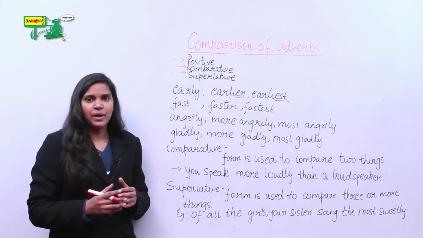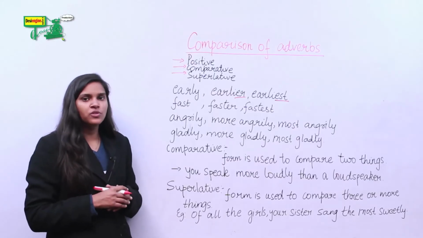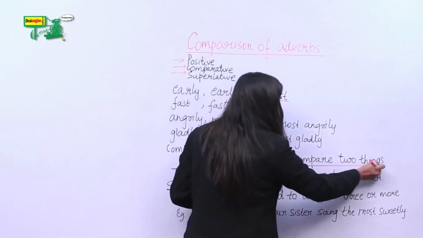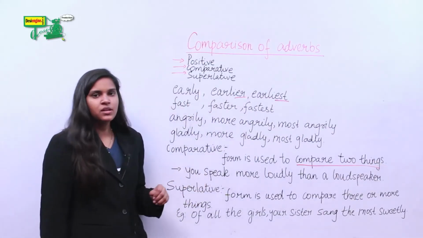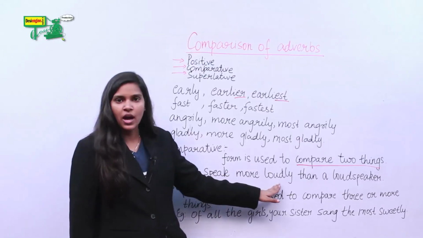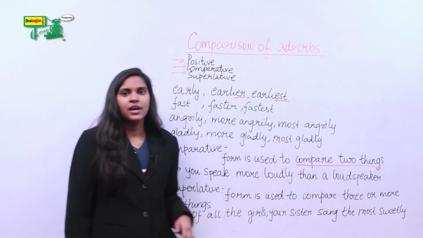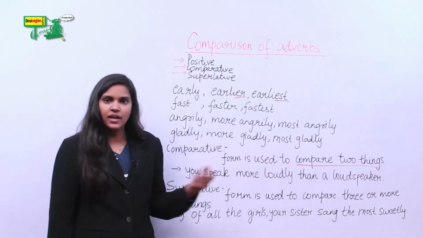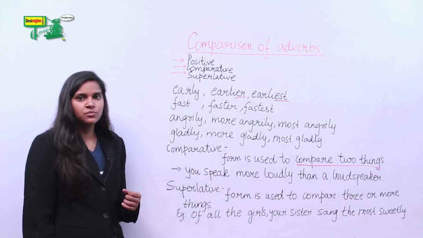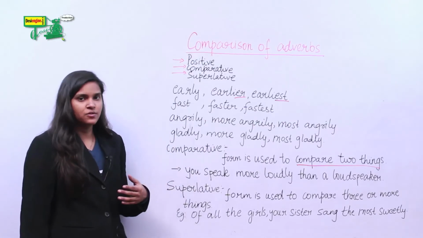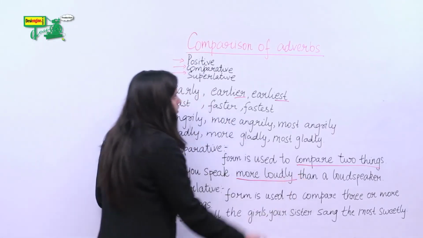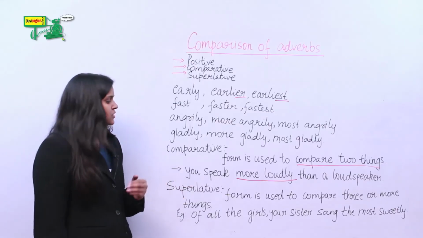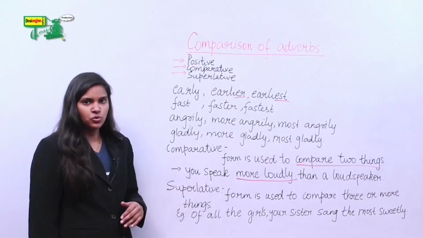Let's talk about the comparative form now. Comparative form of the adverb is used to compare two things. For example, you speak more loudly than a loudspeaker. Here the comparison is being made between the person and the loudspeaker. Therefore, the adverb that is used is in the comparative form. More loudly.